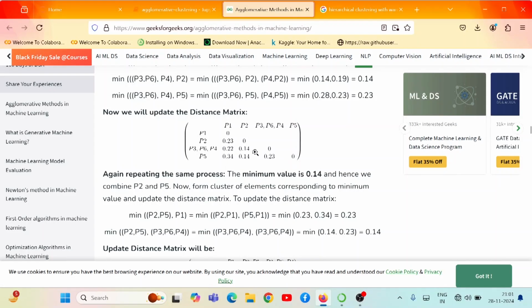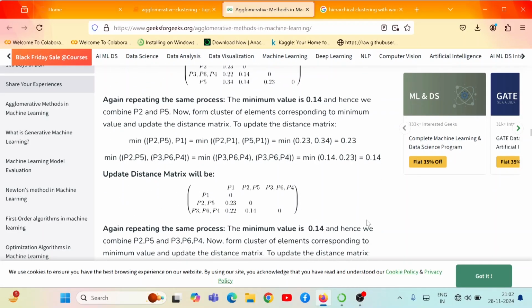The minimum is 0.14 with respect to this cluster and P2, as well as P2 and P5. Both have the same value. Now we can form two different clusters. So this is going to be combined with P2, and this P5 is going to be combined with P2. Again we found that this value is minimum, so P2 and P5 we put together, and this was another cluster. Again we have to keep doing the same thing: find the updated distance from this cluster to the remaining point P1. So this is the updated matrix we are getting.